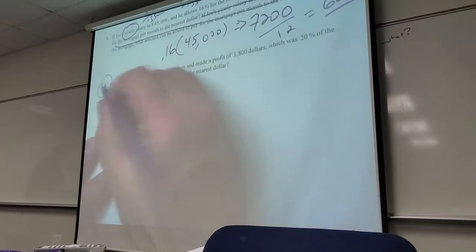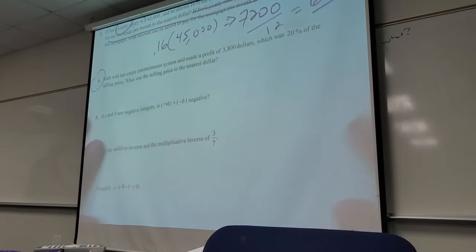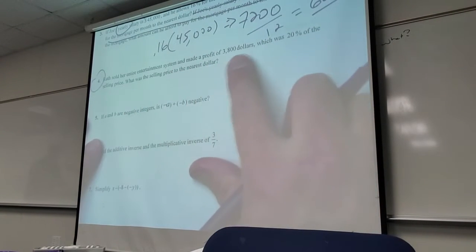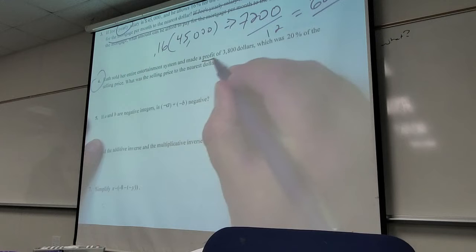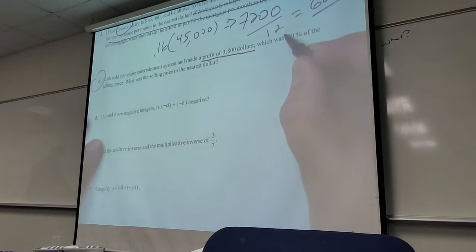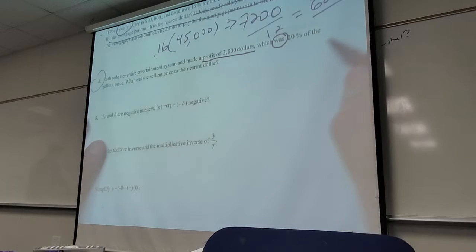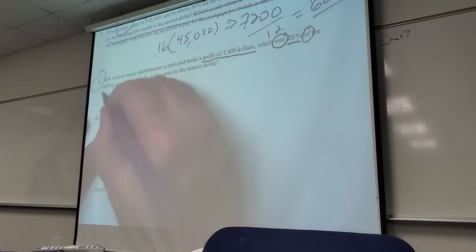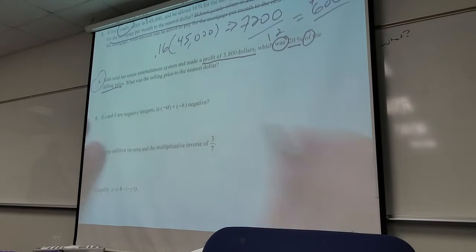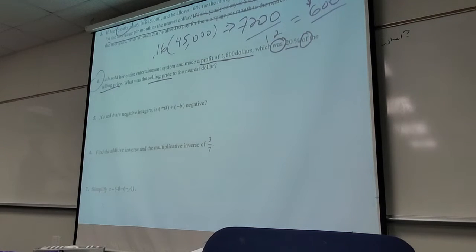Then we got some people's favorite problem. Ruth sold her entertainment system, made a profit of $3,800. So they tell me the profit of $3,800, different tense, but it still is 20% of something. And then they ask you for that something. I appreciate some of you are worried about having to add more to it, but it's a direct relationship. Once I do it, I get the answer.